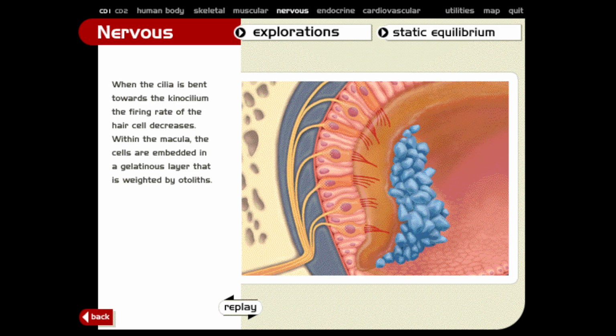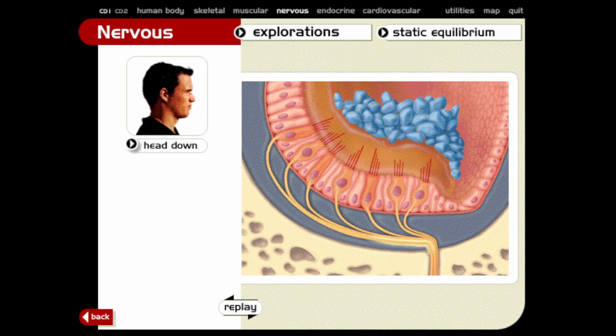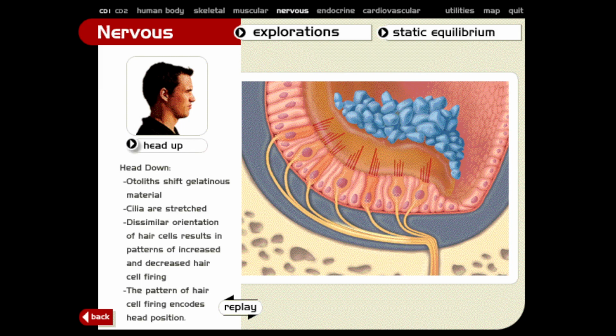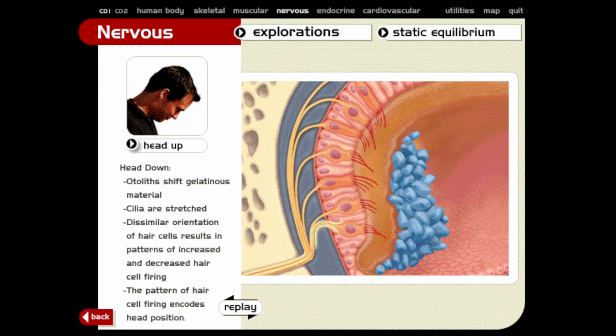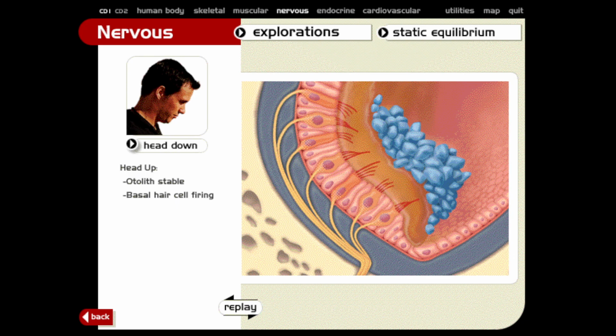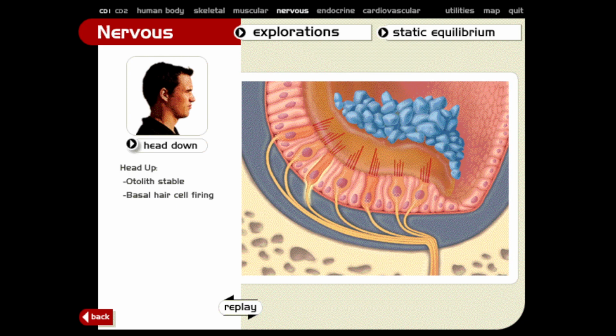When the cilia are bent towards the kinocilium, the firing rate of the hair cell decreases. Within the macula, the cells are embedded in a gelatinous layer that is weighted by otoliths. Otoliths shift gelatinous material. Cilia are stretched. Dissimilar orientation of hair cells results in patterns of increased and decreased hair cell firing. The pattern of hair cell firing encodes head position. Otolith stable, basal hair cell firing.